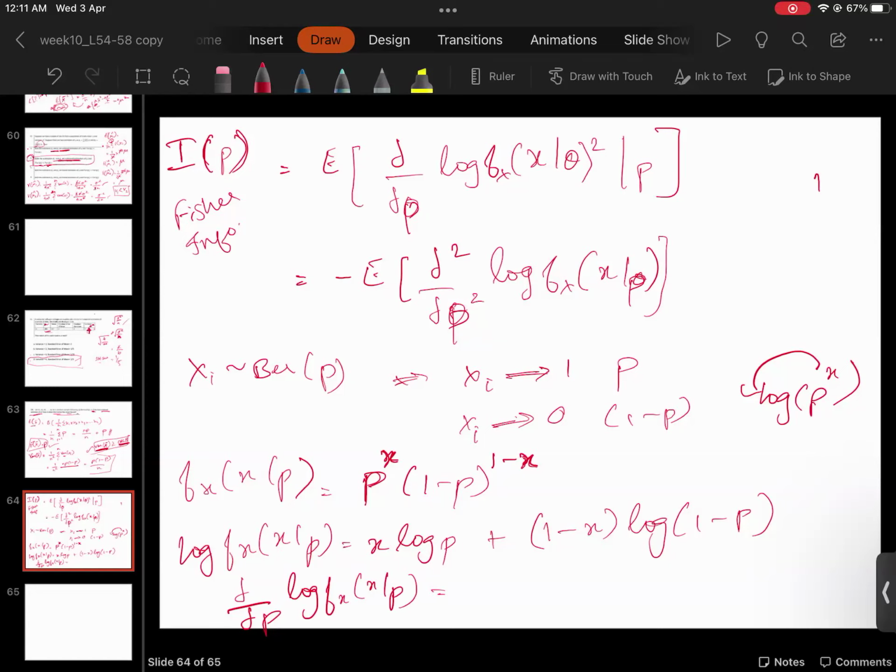you just need to remember this. So x is constant, x stays as such. When you differentiate log p, it will become 1 by p. So you'll have x by p plus, constant stays. And then when you differentiate log 1 minus p, this 1 minus p will go to the denominator. So this is your single partial differentiation of this. You have this value. Next, again you do a differential on that.